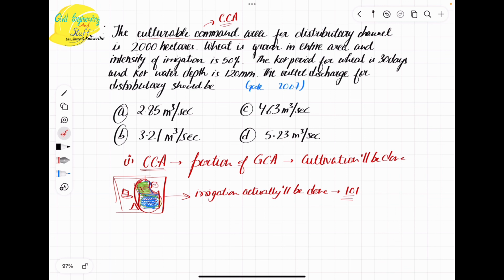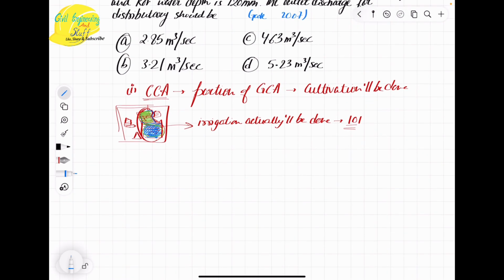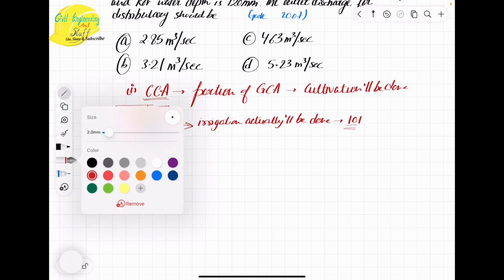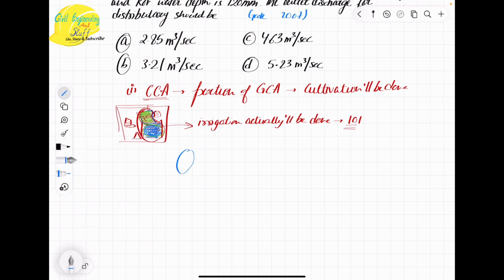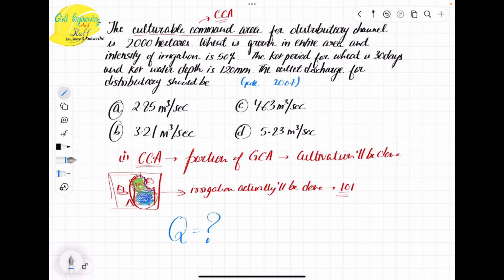Okay, and what we have to find out? We have to find out the discharge value. I hope now you can appreciate this question. So let's solve it. The ultimate thing that you have to find out is the discharge value. How should we approach the question? Think about it.